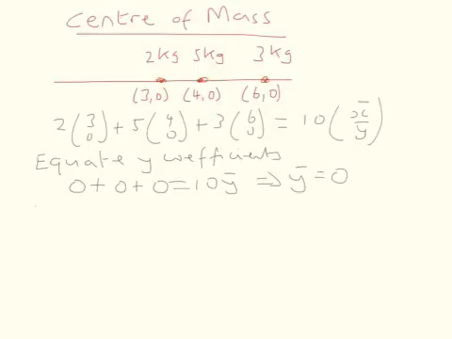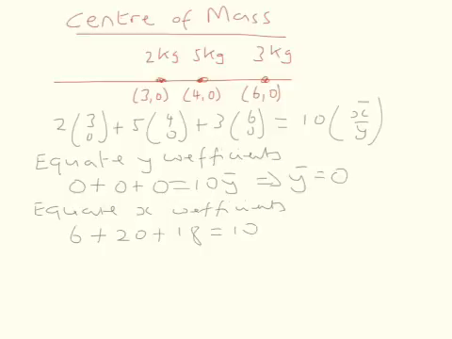What's more interesting is to equate the x coefficients. So I get 2 times 3 plus 5 times 4 plus 3 times 6 equals 10x bar. 20 plus 6 plus 18, that's 44. So therefore 10x bar is 44. x bar is 4.4, so the centre of mass is at 4.4, 0.